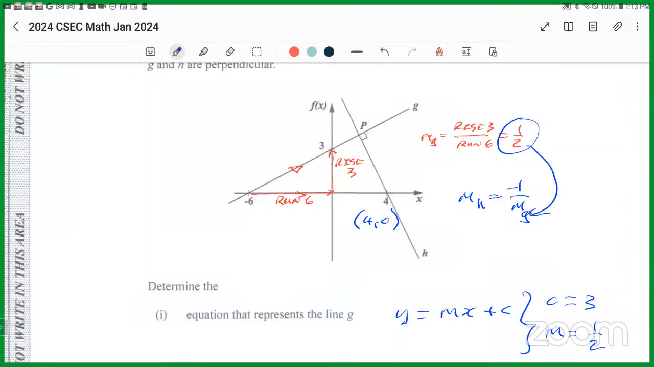So we want the perpendicular gradient of a half, which is -2. If you flip this and change the sign, -2. So the gradient of this H line is -2 and it passes through this point. To find the equation of any line, you need to know 2 things about it, the gradient and a point. So we want to use this gradient and this point.